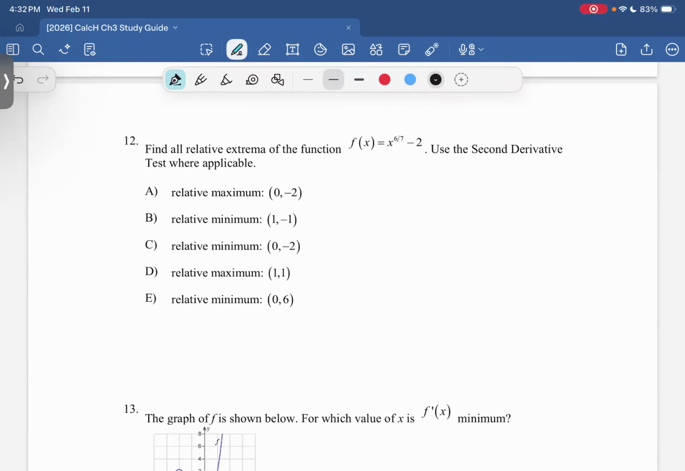Find all relative extrema of this function. So same concept. Find the derivative. Where does this equal 0? That means our critical point is going to be x equals 0, because 0 to the power of negative 1/7 is 0. The second derivative is negative 6/49 x to the negative 8/7.